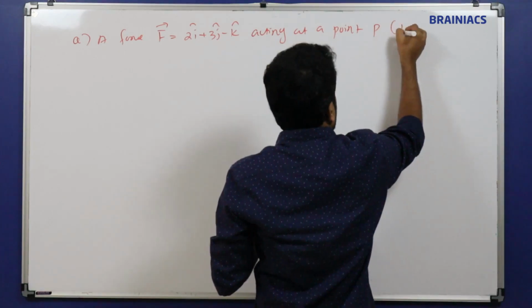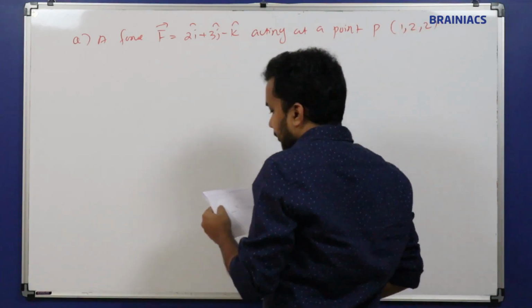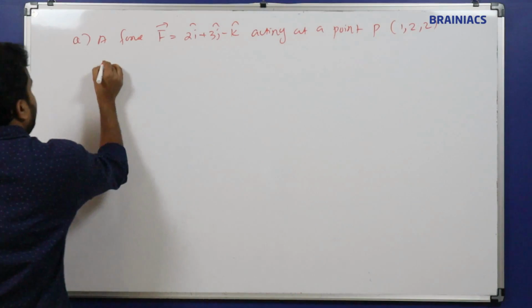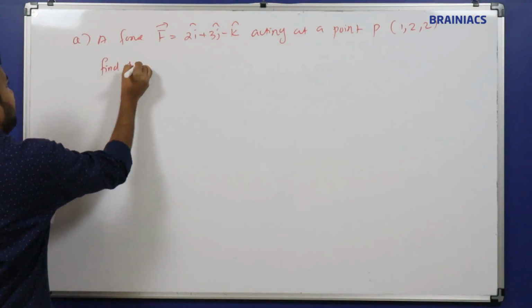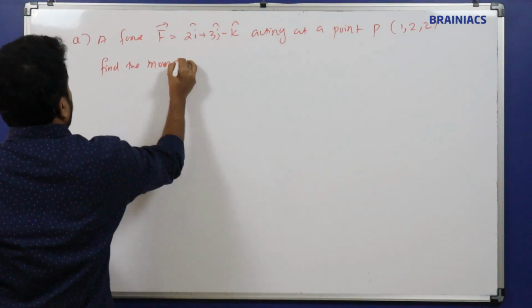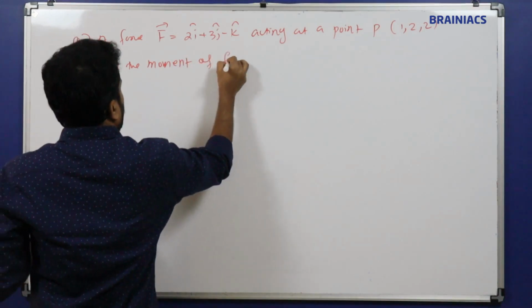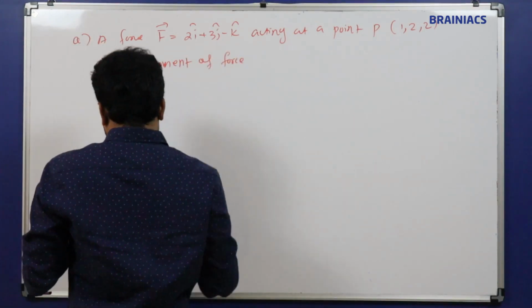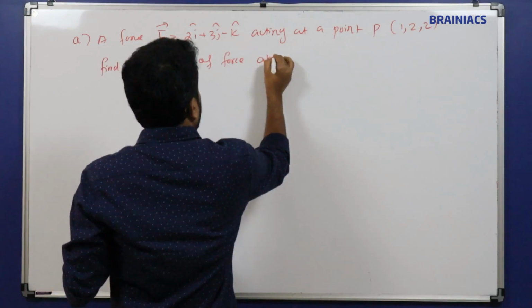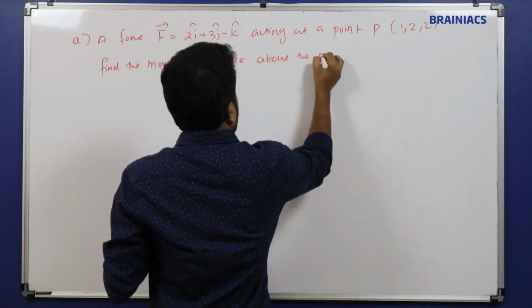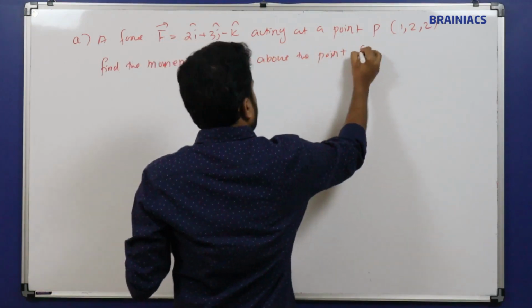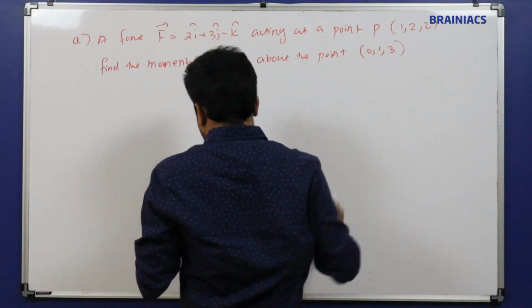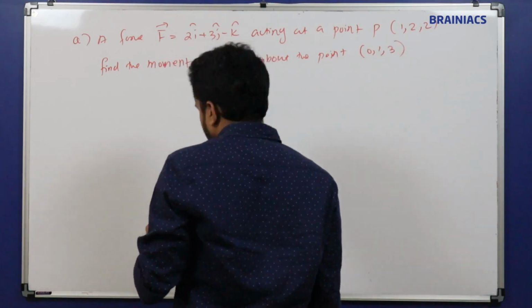Acting at a point P, which is (1, 2, 2). Find the moment of force about the point (0, 1, 3).